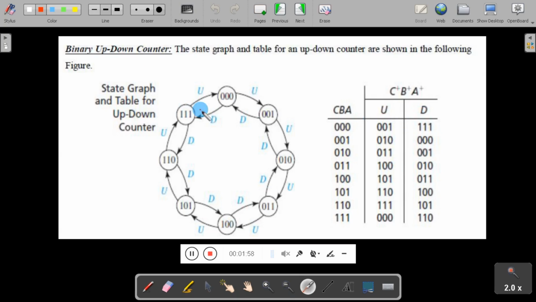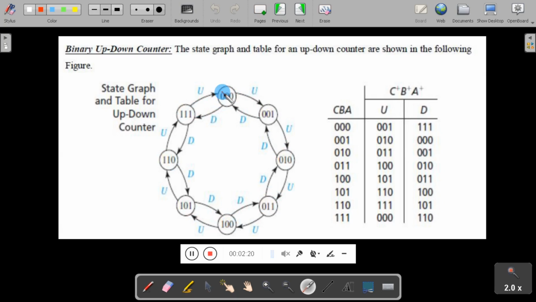Here, the diagram shows the state graph and table for the up-down counter. Initially the counter will be in the state 0, 0, 0. When it works in the upward direction, the next states will be 0 0 1, 0 1 0, 0 1 1, 1 0 0, 1 0 1, 1 1 0, 1 1 1. From 1 1 1, it moves to 0 0 0.